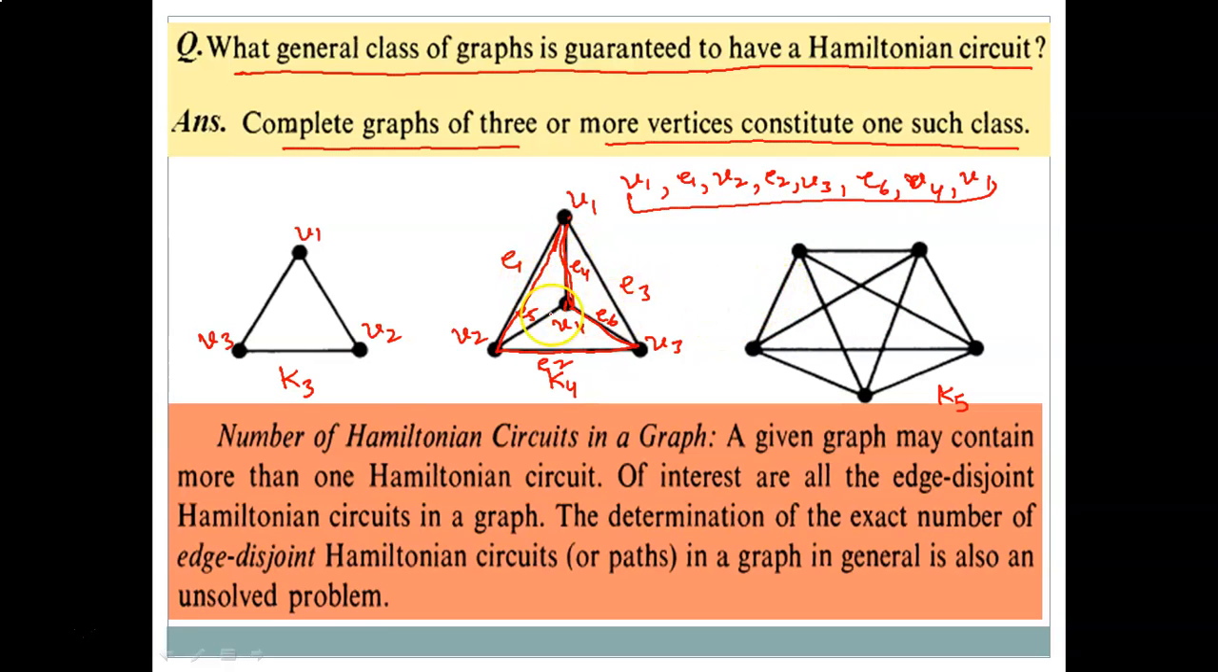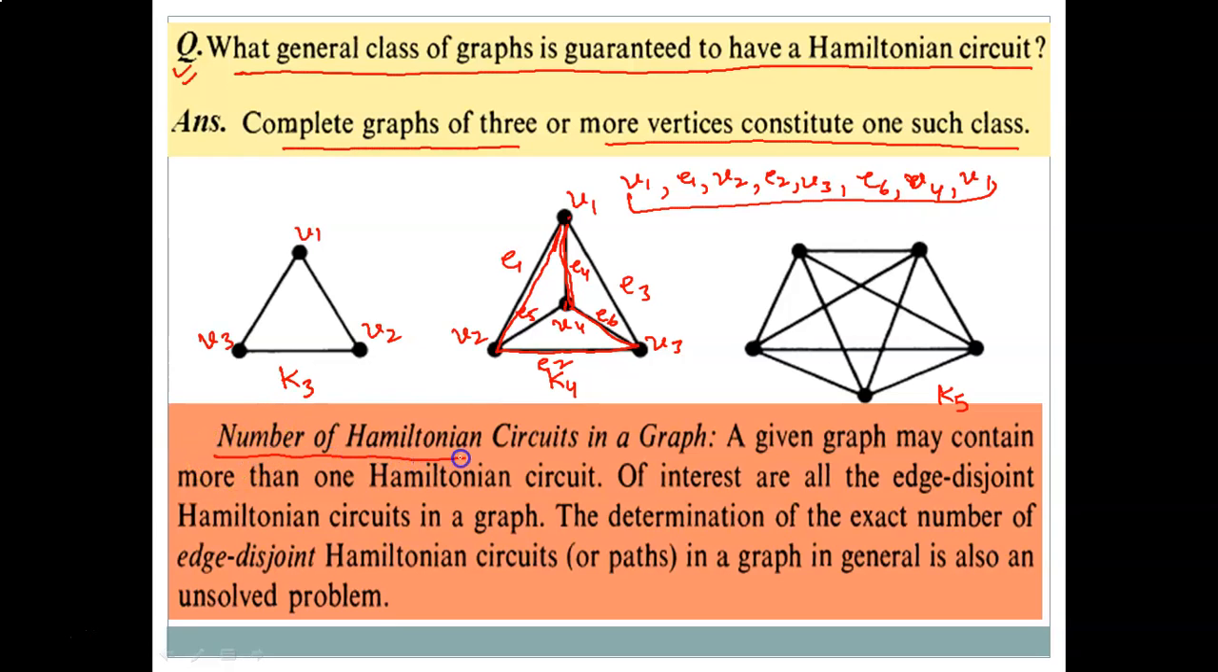So you can try it. So this is the answer of this question, that all the complete graphs of 3 or more vertices constitute a class of graphs in which you can obtain Hamiltonian circuits.